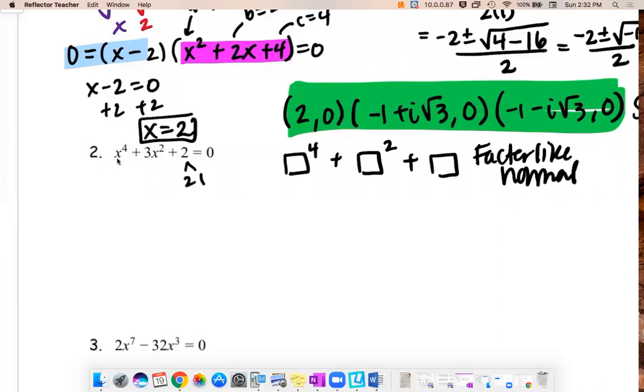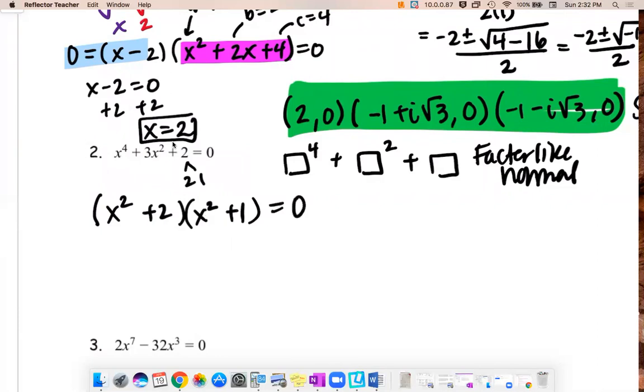And now since this is an x to the fourth, all that changes is I need the first part of my parentheses to be an x squared instead of an x. So that if I do x squared times x squared, I get x to the fourth. And then we've got plus 2 and plus 1. So if I were to multiply this out, you do x squared times x squared, which gives you x to the fourth. X squared times 1 is 1x squared. Plus 2x squared, that gives you your 3x squared, and then 2 times 1 is 2. So that factors nicely, and now they're both quadratic, so now you just set each of them equal to 0 and solve.